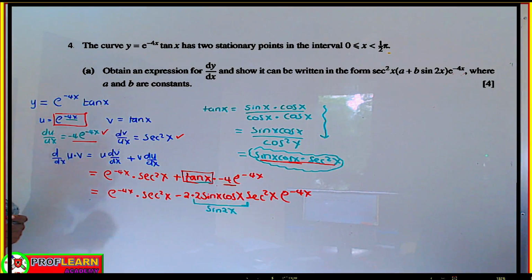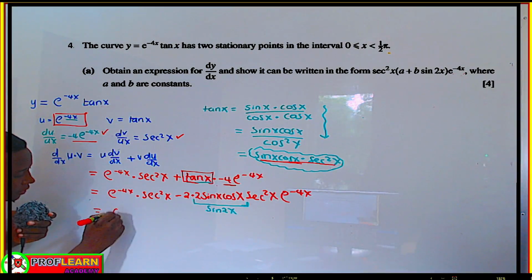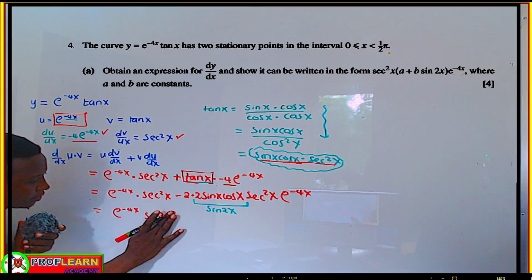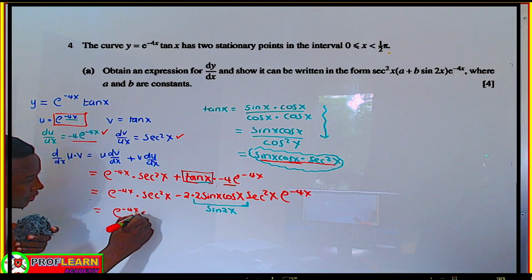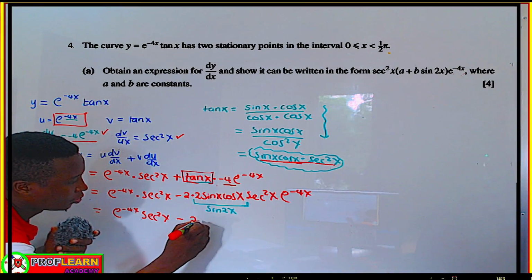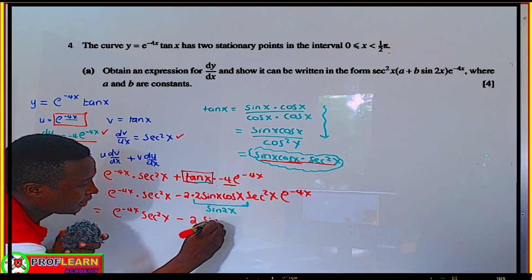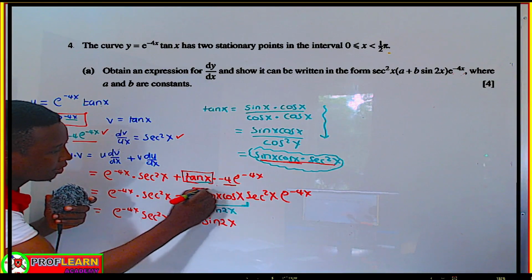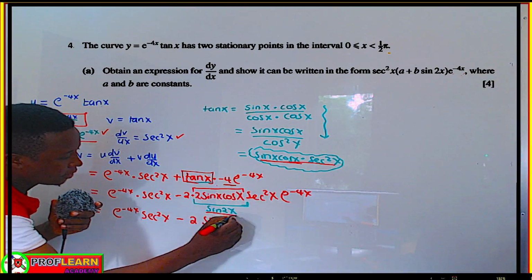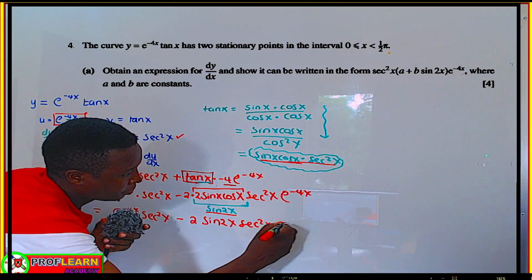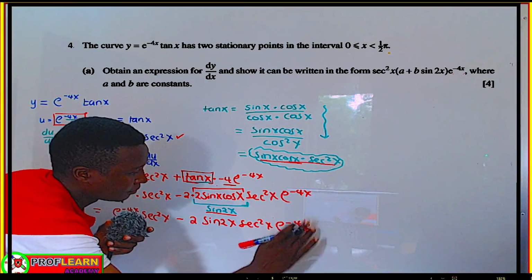So our equation therefore can be given as exponent minus 4x, sine square, no, this is a sec. This is sec squared x minus 2 sine 2x. Now we are saying this part that we are having here can be replaced with this, and then we have our sec squared x exponent negative 4x.